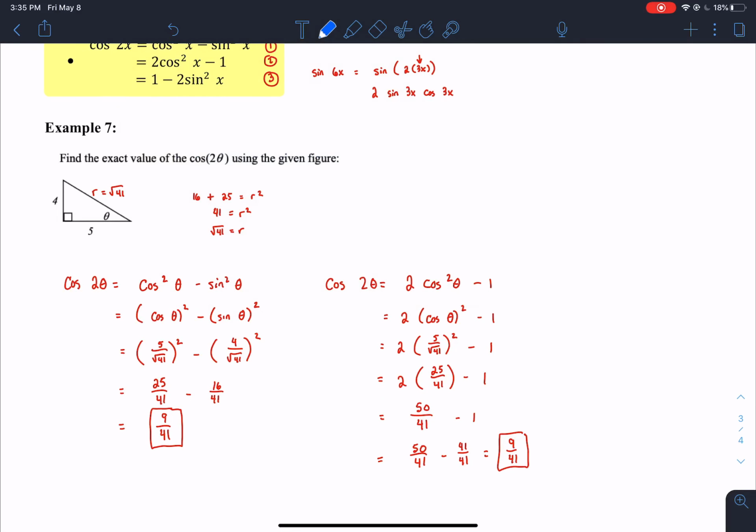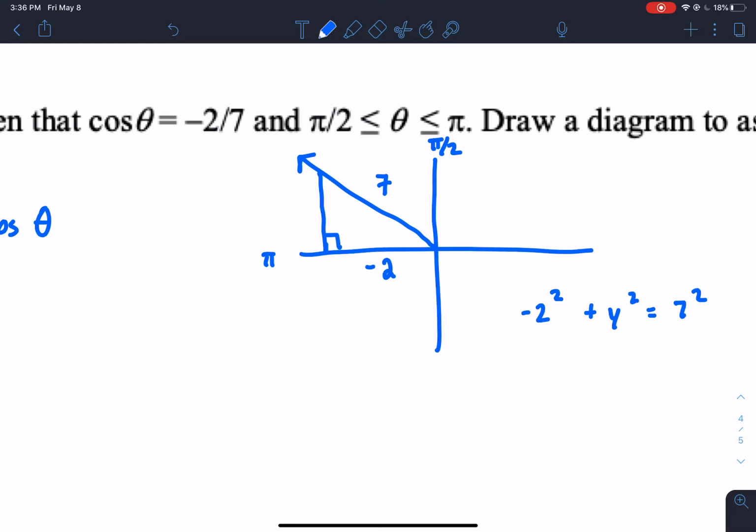So that's negative 2 over 7, right? Cosine is negative 2 over 7. Okay. Now, what would that give you for the missing side? So that's going to be negative 2 squared plus y squared equals 7 squared. So that's 4 plus y squared equals 49. Y squared is 45. And then y must be root 45 or 3 root 5.